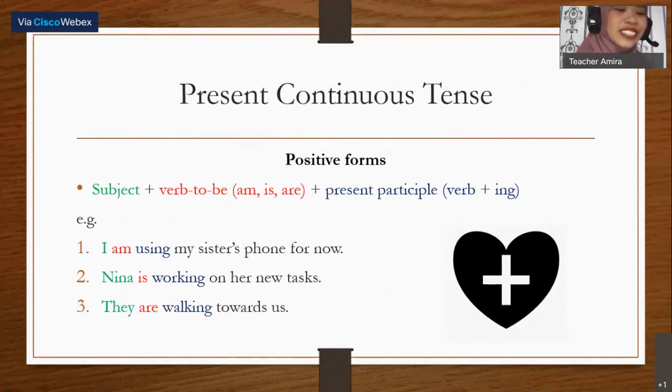Okay, and then the third one is they are walking towards us. Subject they is what? A singular? Okay, singular, no. Plural. Okay, they is plural. They are plural for nouns that are more than one. Okay, they, of course, more than one.